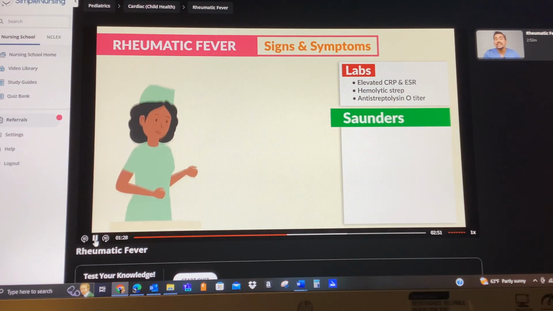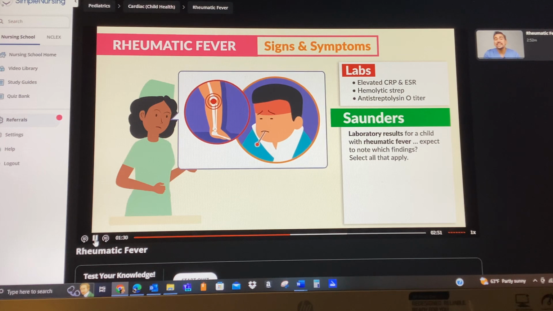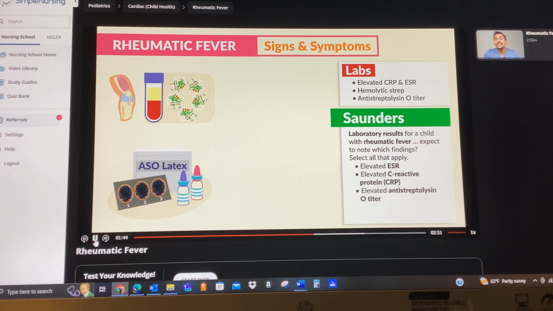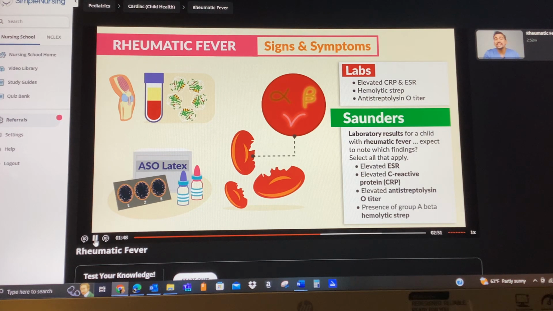So Saunders mentions laboratory results for a child with rheumatic fever. Expect to note which findings. Select all that apply. Elevated ESR, elevated C-reactive protein, that CRP, elevated anti-streptolysin O titer, as well as presence of group A beta hemolytic strep.